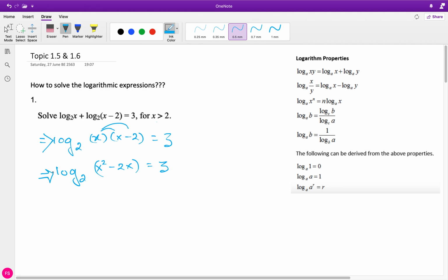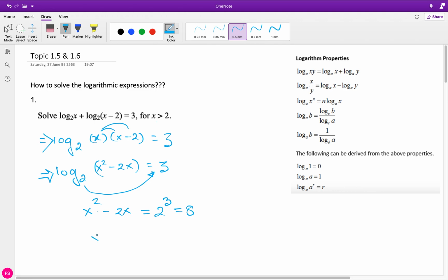Now, how to solve this? You have log only on one side, so if you want to solve this expression, you have to get rid of the log. And we already learned how to change a logarithmic form and write it in an exponential form. This goes to the other side, the base. It kicks the 3. 3 is scared, so it jumps up and moves to the top, leaving us with x squared minus 2x only. This equals 2 to the power of 3, that equals 8.